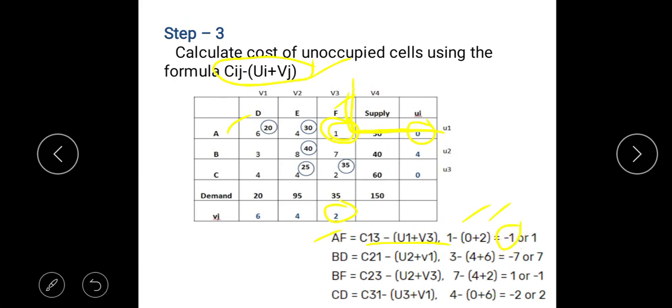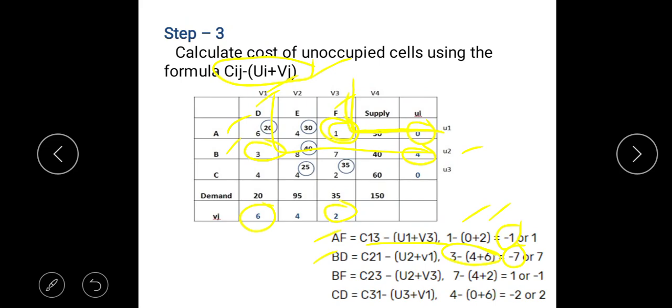Next, which is the next unoccupied cell? This one, BD. So BD is equal to, what will be the formula? C21 minus U2 plus V1. C21 value is 3, minus U2 value is 4 plus V1 value is 6. So 3 minus 4 plus 6. So 3 minus 10, minus 7.